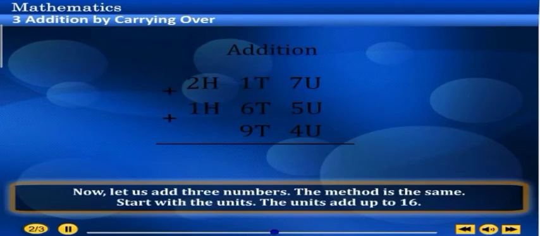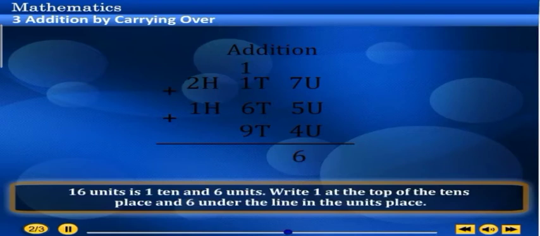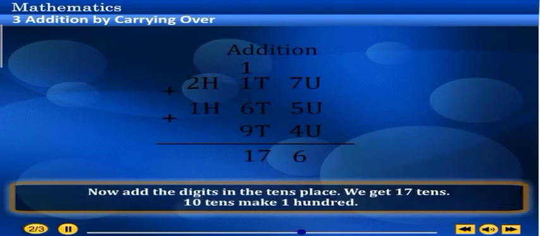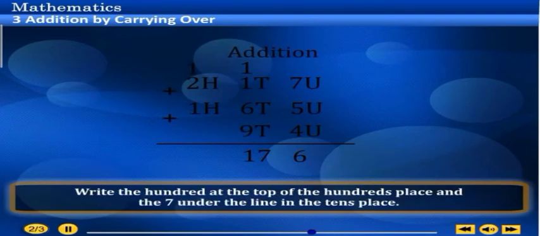Now, let us add 3 numbers. The method is the same. Start with the units. The units add up to 16. 16 units is 1 ten and 6 units. Write 1 at the top of the tens place and 6 under the line in the units place. Now add the digits in the tens place. We get 17 tens. 10 tens make 100. Write the 100 at the top of the hundreds place and the 7 under the line in the tens place.